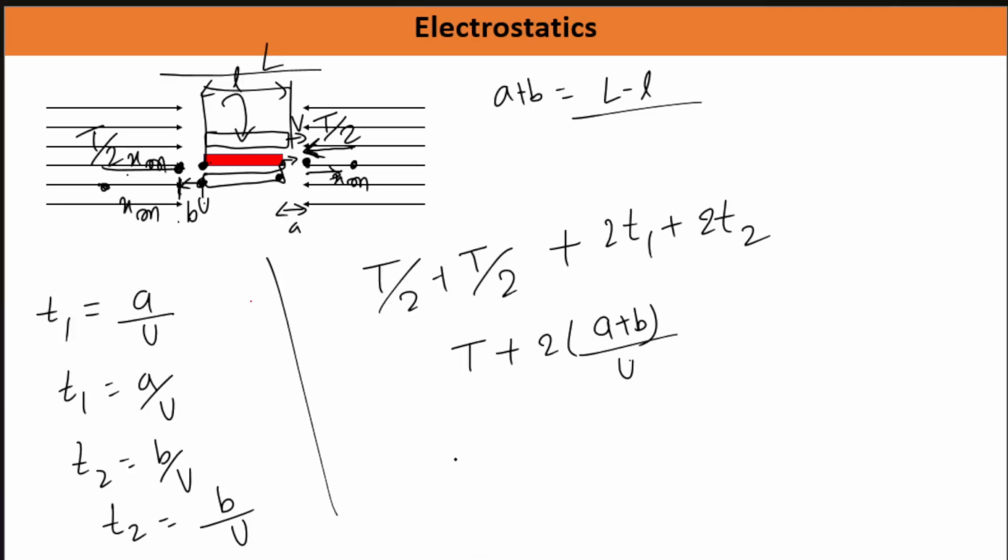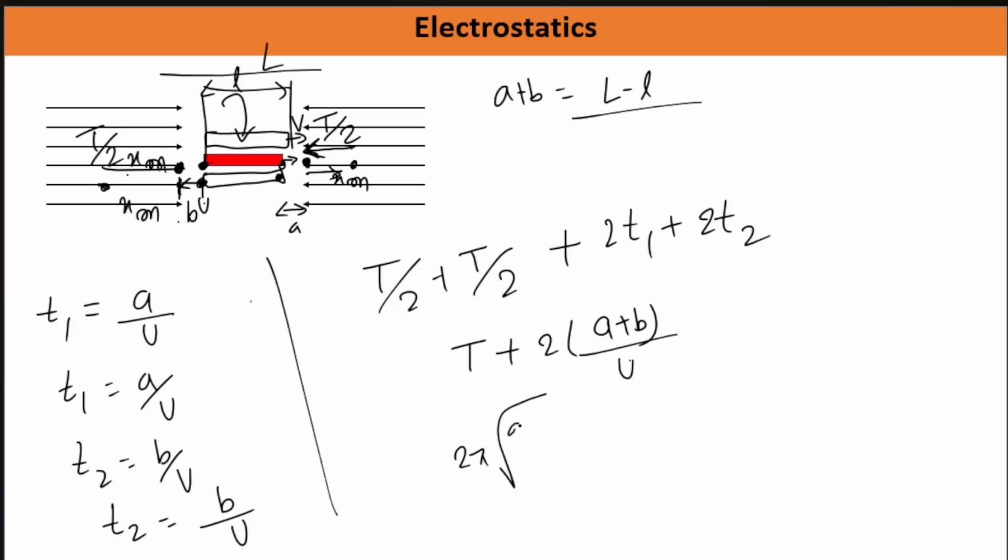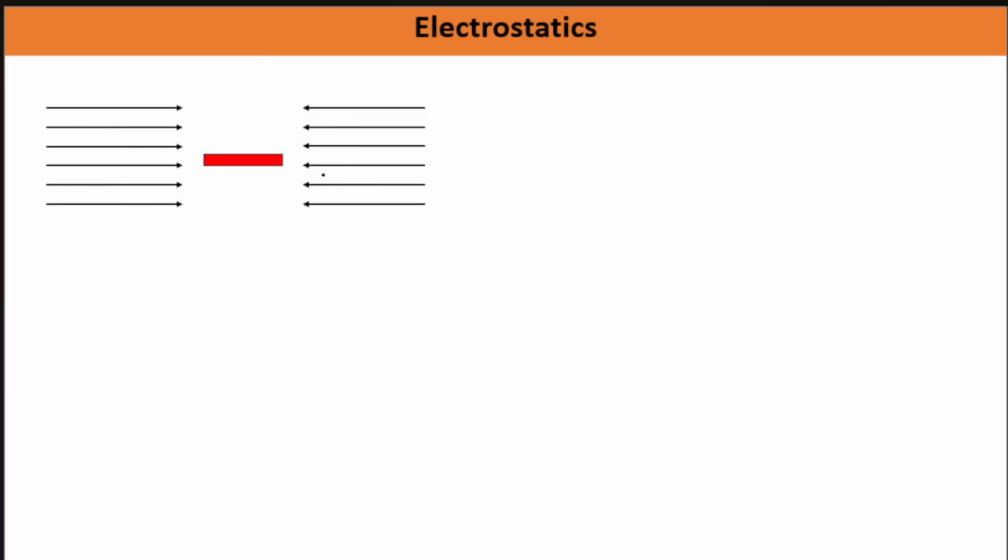Okay. Time period, you write 2 pi root under, let us be correct, m by lambda E, right? So this is m by lambda E plus 2, and this is L minus small l by u, right? So this is what we have got. Now we don't know the value of u. We need to calculate u. You can easily calculate this.